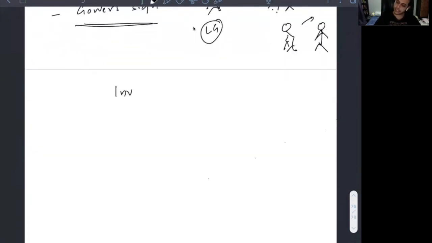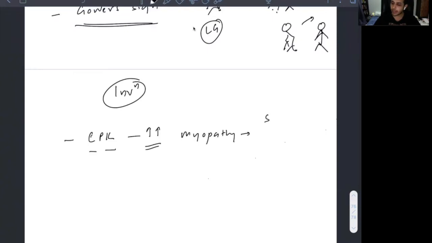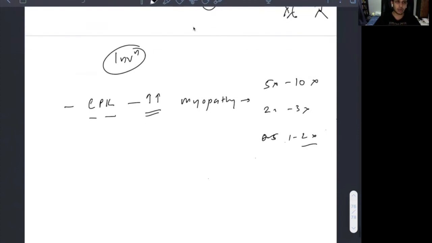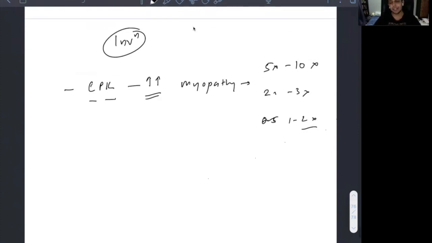Now in investigations, specific things to look for is your creatine phosphokinase, which is increased in a lot of myopathies. Certain myopathies have 5 to 10 times increase. Some myopathies have 2 to 3 times increase. Some of them might only increase 1 or 2 times. And some may be normal. I won't go too much into detail on that. But if your CPK is increased, then the chances of it being a myopathy are more, because CPK is not likely to increase if it's a neuropathy or an anterior horn cell.